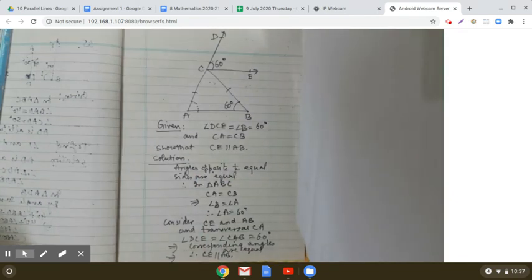So we have written over here, angle DCE is equal to angle CAB, which is equal to 60 degrees. Corresponding angles are equal. Therefore, CE is parallel to AB. I hope this question is clear to you.